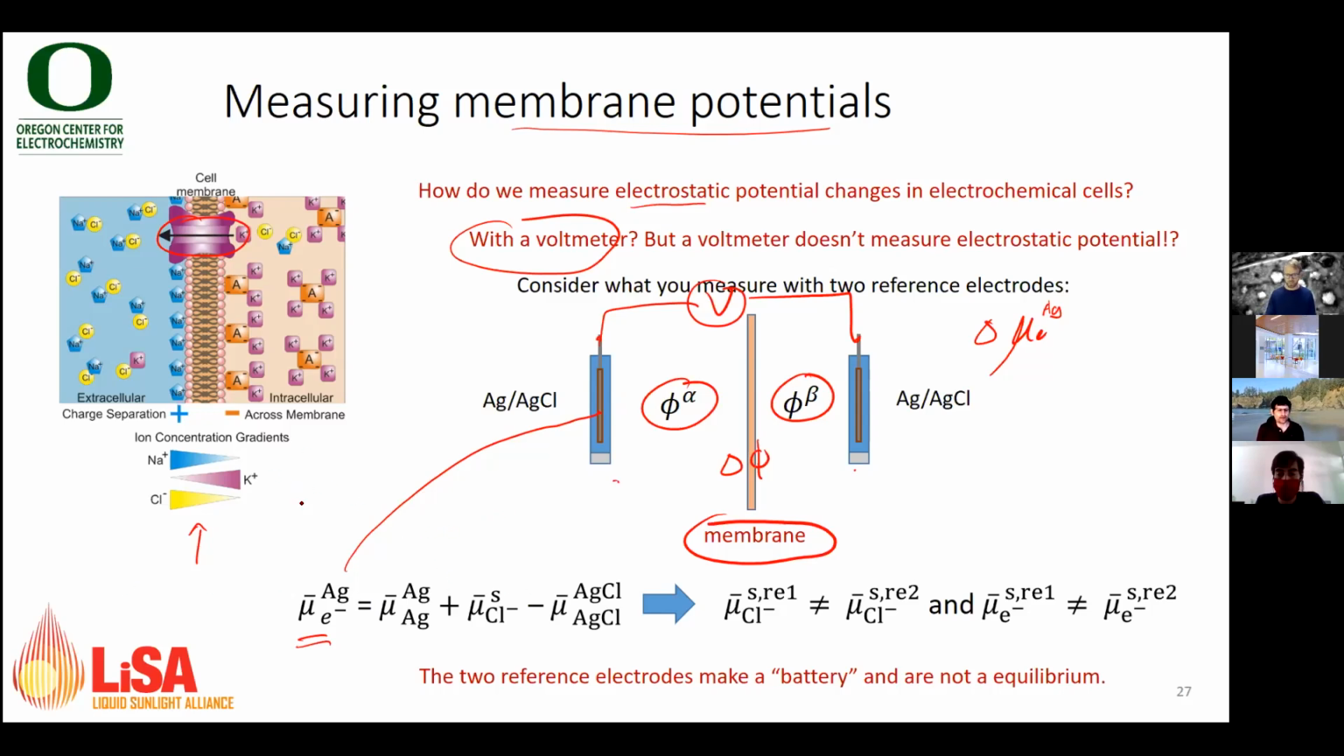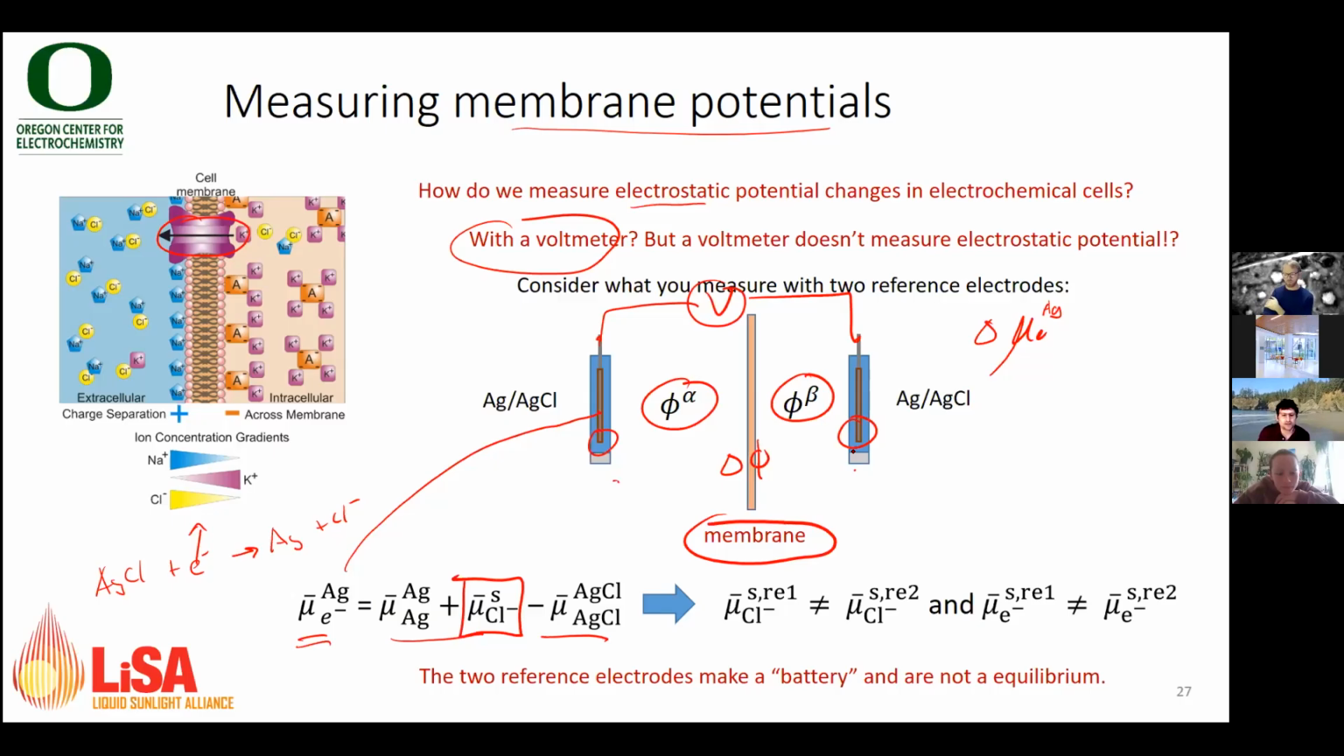So let's write that out. It's AgCl plus an electron in the silver wire goes to Ag plus Cl minus. So I can write that as products minus reactants, right? That's just the definition of equilibrium based on electrochemical potentials of the different species. And what you see is it involves the electrochemical potential of chloride. So is the electrochemical potential of chloride going to be the same here and here if the concentrations are the same?